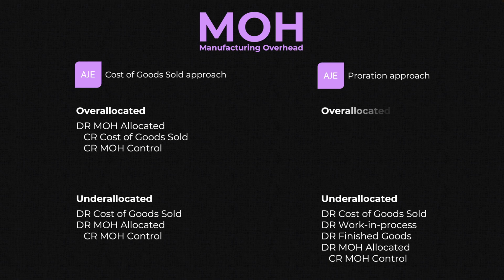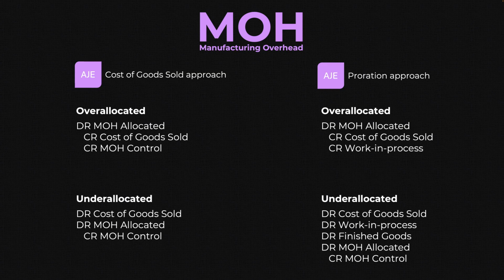If we are over-allocated and using the proration approach, again, we will debit MOH allocated to close that number to zero. We would then credit the cost of goods sold to reduce it because we were over-allocated, and we would credit the other impacted accounts as well. We would reduce with a credit work in process, and we will reduce with a credit the finished goods inventory. We will then credit MOH control or actual to bring that to zero.